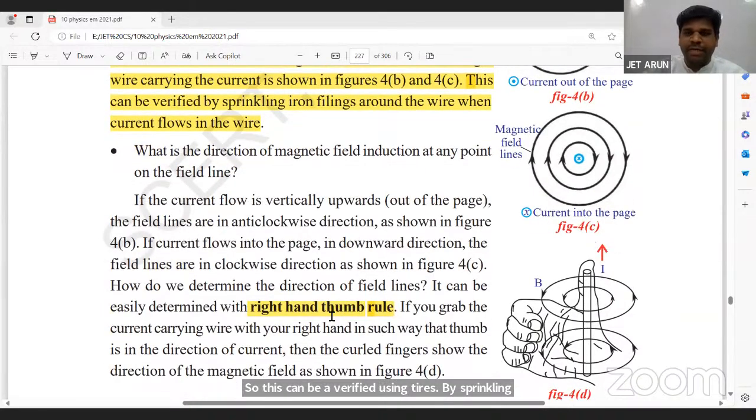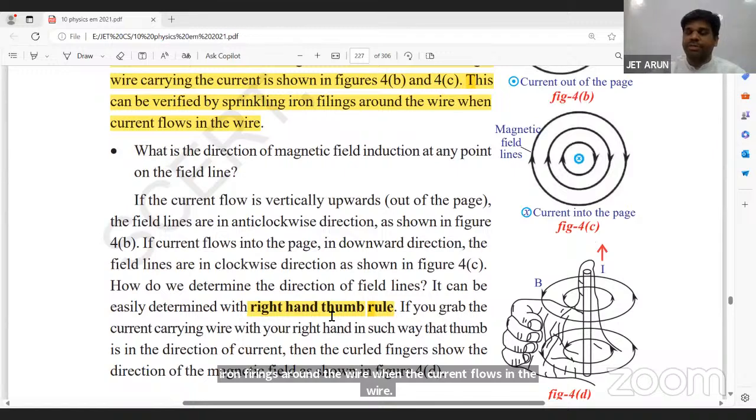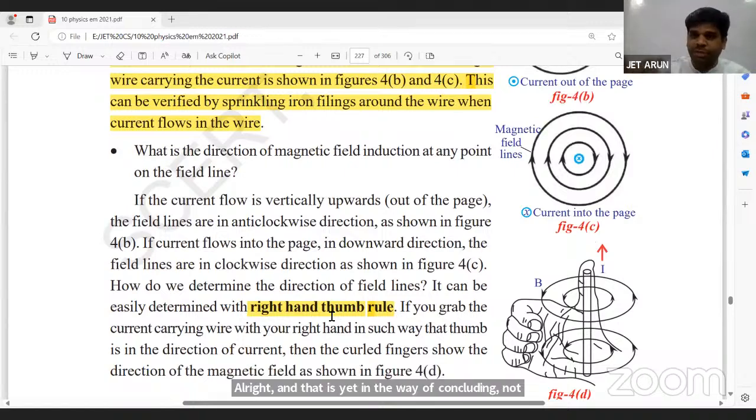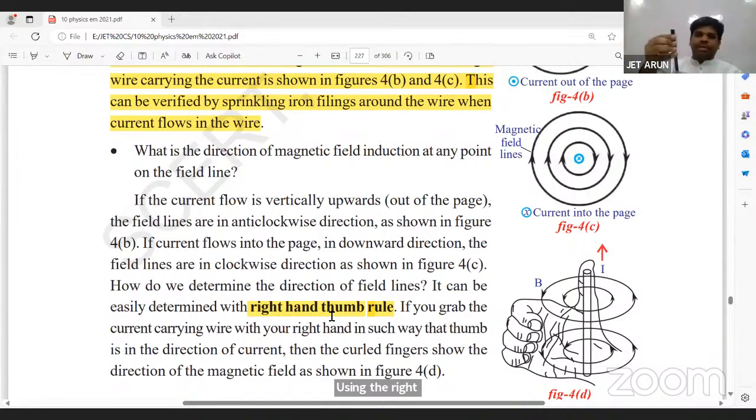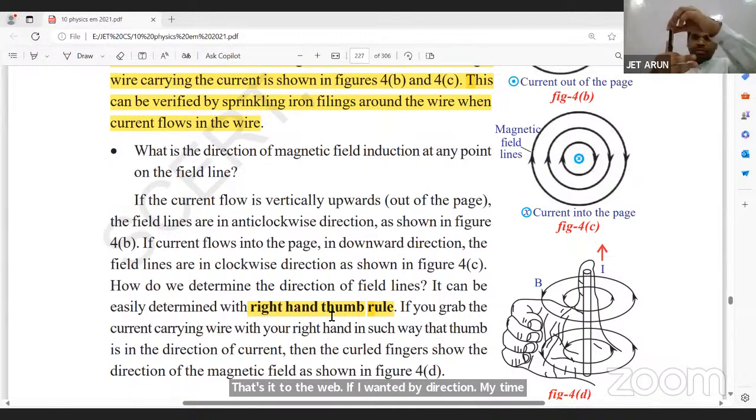All right. And there is yet another way of deciding the direction of the loop, using the right hand thumb rule. Let's say this is the wire. If I point my thumb in the direction of the current this way, my curled fingers will tell me the direction of the magnetic field lines around the current wire. So if the current is in this direction, when I see from above, it's anti-clockwise.